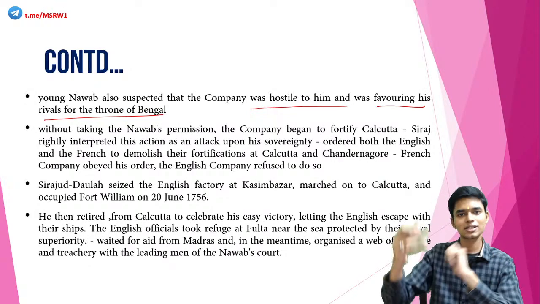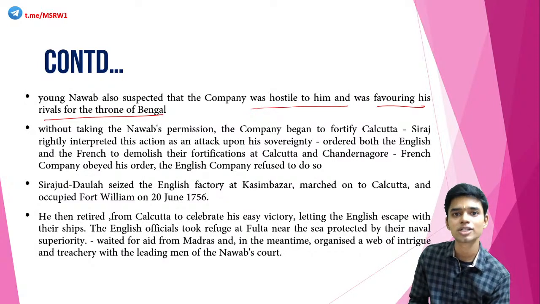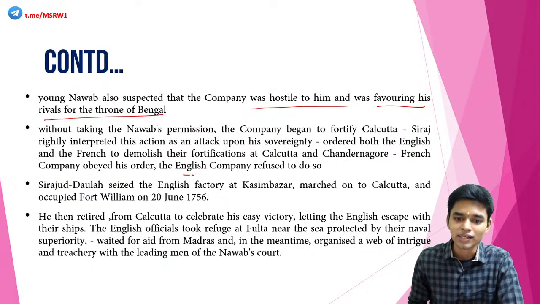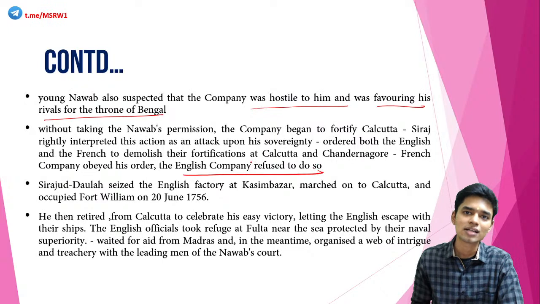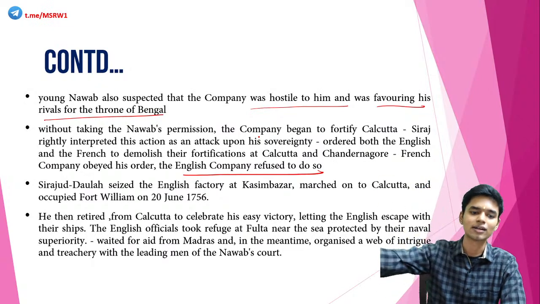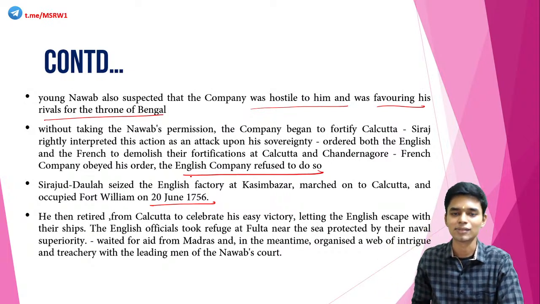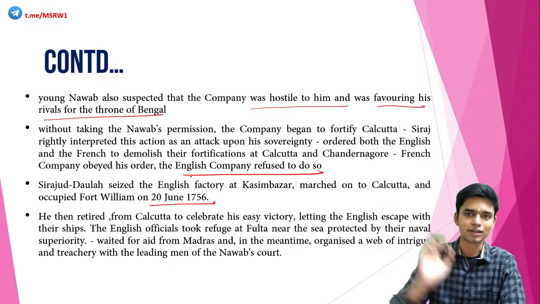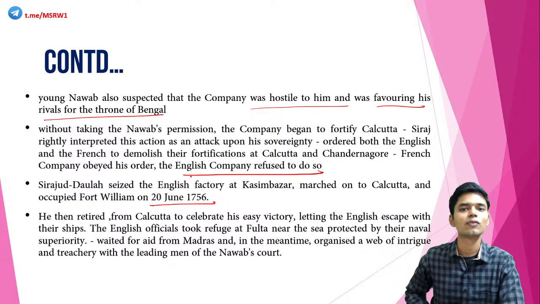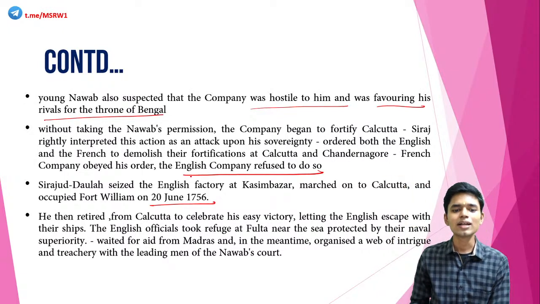The French obeyed this and demolished their fortifications at Chandranagore, but the English East India Company refused to obey the order. So what did Sirajuddaulah do? He immediately seized the English factory at Qasim Bazar, marched towards Calcutta, and occupied Fort William on 20th June 1756. Rather than giving it a thought, he immediately took an army, attacked the British factory at Qasim Bazar, conquered it, then marched to Calcutta to occupy Fort William, the seat of English power in Bengal. So the English army lost.